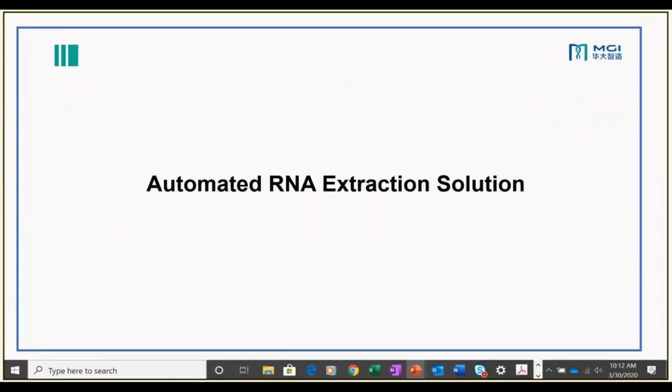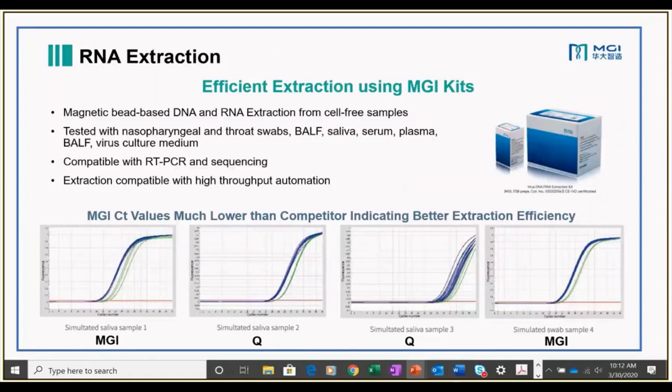Extraction is the next key step, and MGI offers RNA extraction kits that are basically magnetic bead-based DNA and RNA extraction from cell-free samples. These are tested thoroughly with nasopharyngeal and throat swabs, valve, saliva, serum, plasma, and culture medium samples. The extraction is compatible with RT-PCR and sequencing, and it is also compatible with high throughput automation solution that we offer.